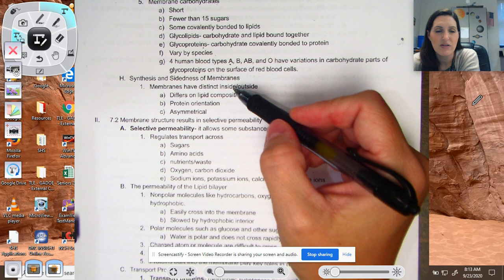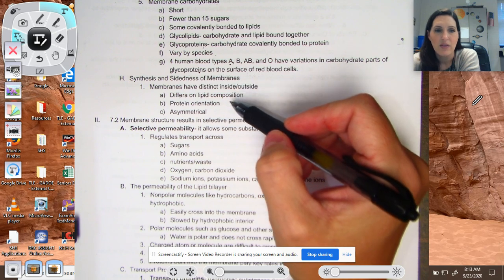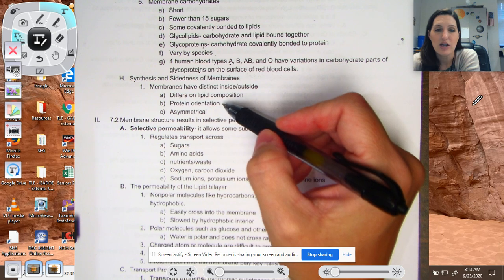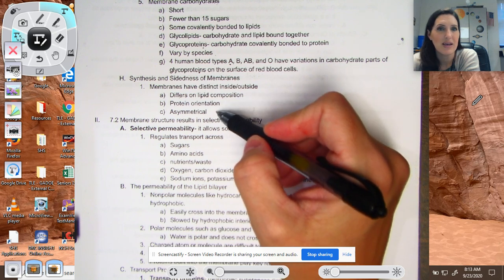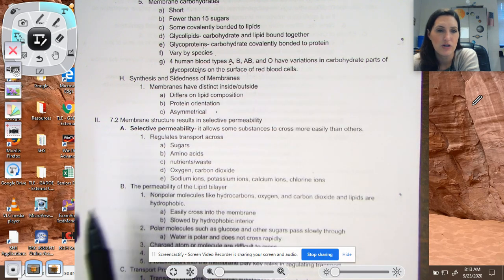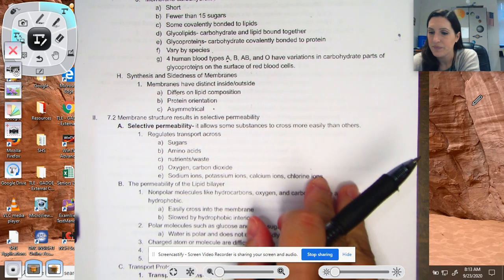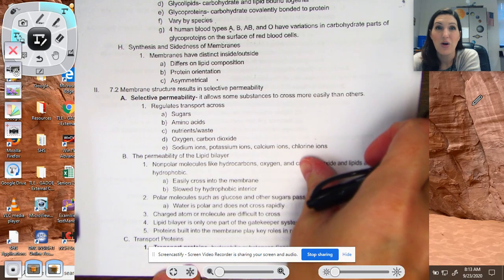Okay, membranes have distinct insides and outsides. They differ in lipid composition and protein orientation, and they're asymmetrical, which means the inside does not match the outside. They're not mirror images of each other. All right, and that is all of 7.1.